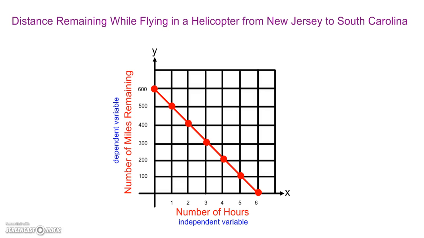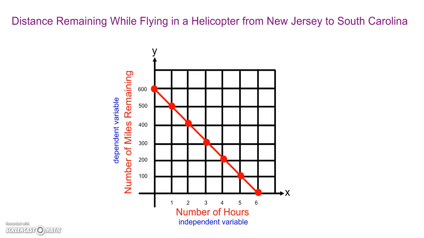The number of miles remaining is a dependent variable. The number of miles remaining does depend on how long you're in the helicopter. If you're flying for just 1 hour, you have a lot of miles left for traveling. But if you've been in the helicopter flying for 5 hours, then the number of miles is very small. You have almost reached your destination. So dependent variables depend on other values.